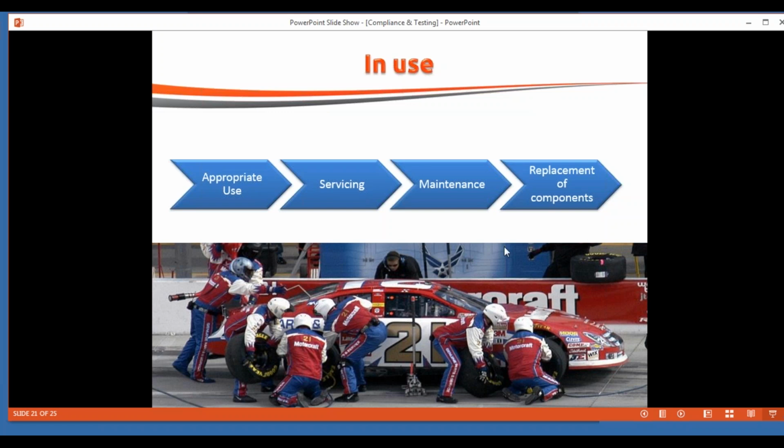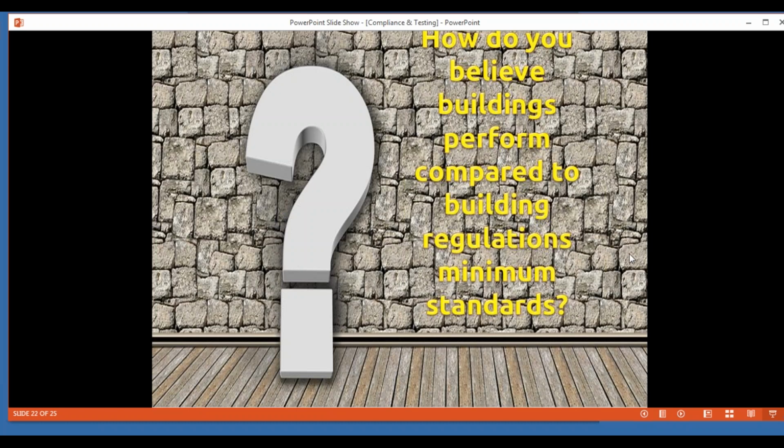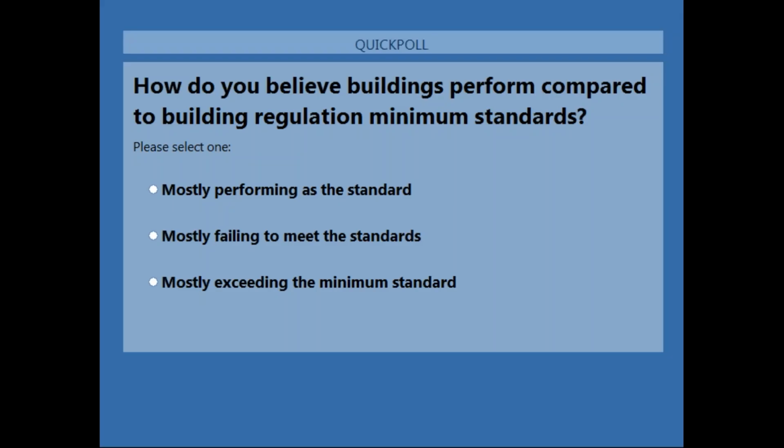So I'm now going to drop on and ask you another question. Let's pick up this one, which is, how do you believe buildings perform compared to the building regulations minimum standards? So this isn't necessarily just about the testing regime. We have minimum standards. How do we really think buildings are performing compared to those? And with this, I'm simply asking, is it mostly perform as the standard, mostly fail to meet the standard, or mostly exceed the standard? So hopefully that poll's now open and you can vote. And this is really, how do we think buildings are actually doing?